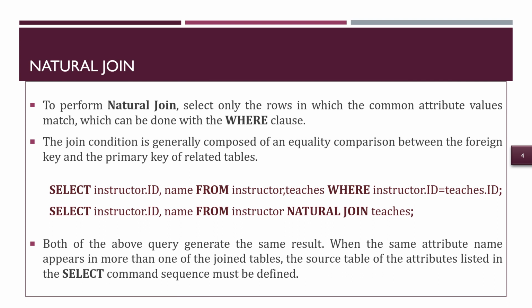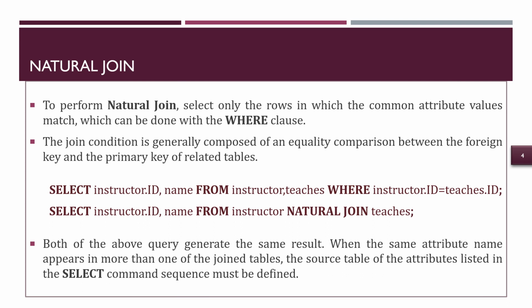The second query statement: select instructor.id comma name from instructor natural join teachers. If you specify the keyword natural join, it automatically selects the rows in which the common attribute values match. So here we are not specifying the where clause. Both of the above queries generate the same result.